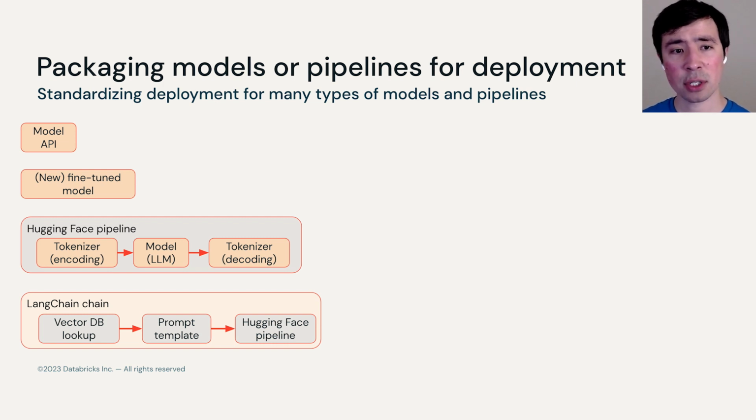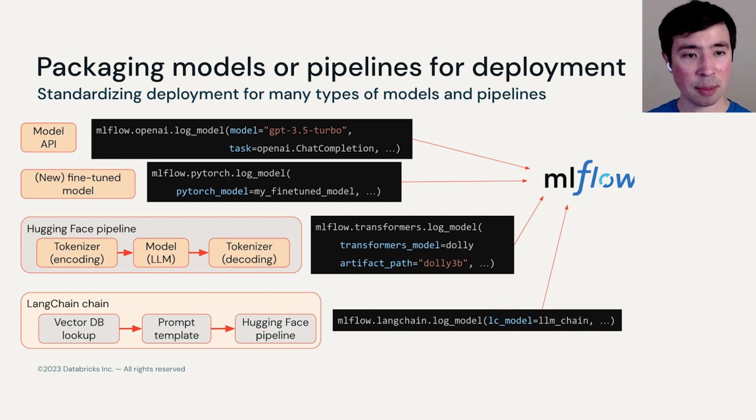The next topic I want to cover is packaging models or pipelines for deployment. Here our goal is really to standardize deployment for many types of models and pipelines. On the left, you can see some of those many types. Calling an existing model API, creating and deploying a new fine-tuned model, deploying a Hugging Face pipeline, maybe a LangChain chain. And for all of these, our go-to tool is MLflow. It offers what it calls flavors for logging these different models in a uniform format. This is going to help a lot with deployment.